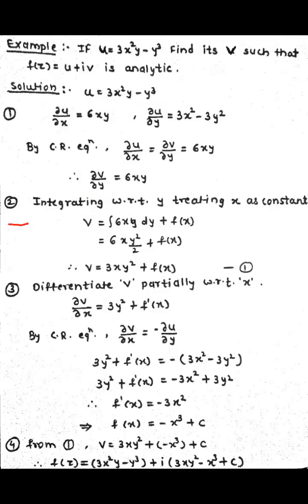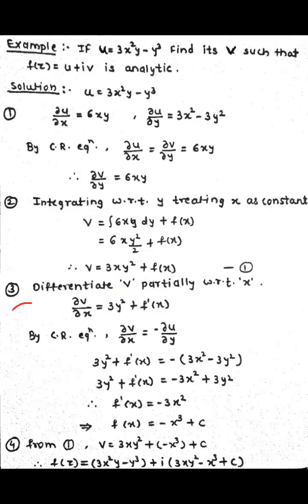In the second step, we integrate with respect to y, treating x as a constant. So after obtaining this ∂v/∂y, the next step is integration. We obtain v by taking the integration of 6xy with respect to y, plus f(x), which is treated as the integration constant. The integration of 6xy is 6xy²/2 plus f(x), and after simplifying 2 with 6, we obtain 3xy² plus f(x). Now, according to our procedure, this function is to be treated as g(x,y).